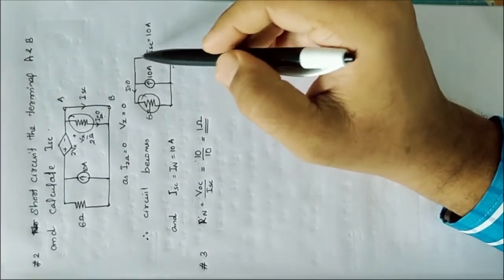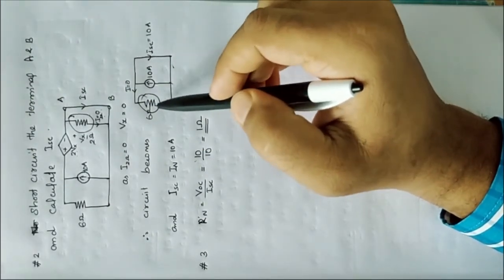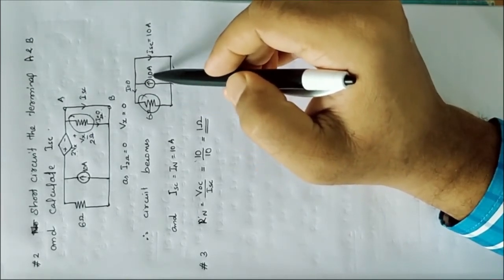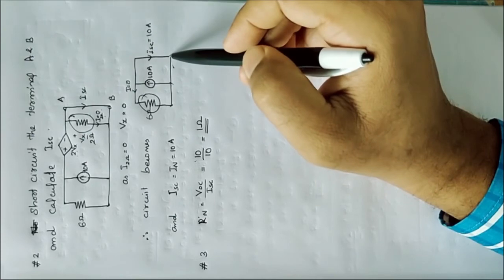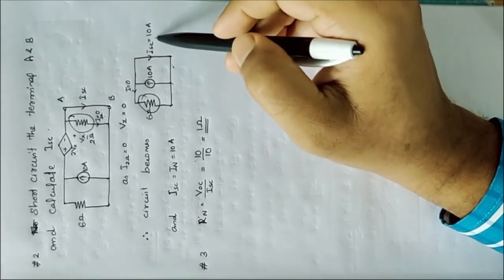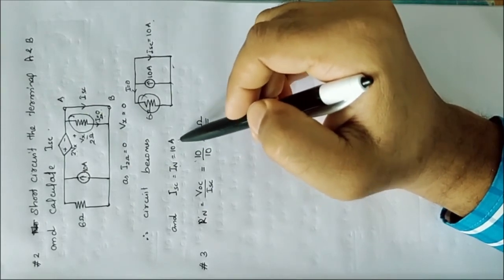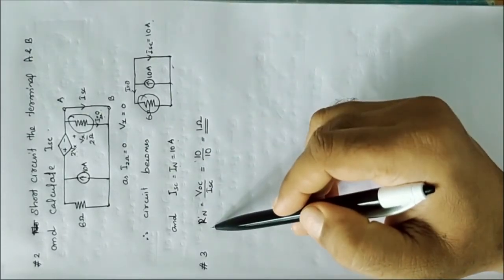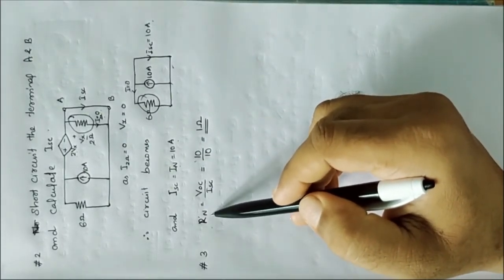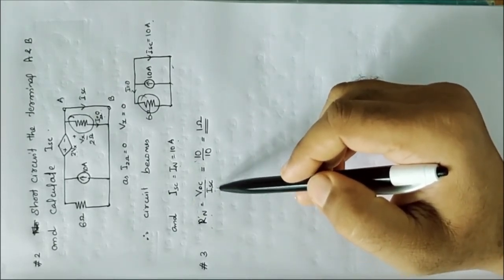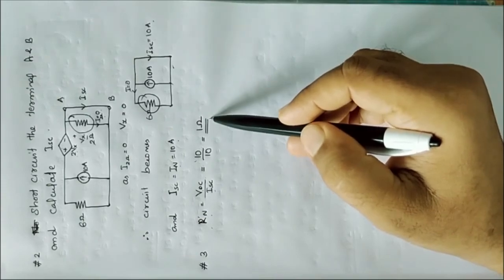Again, considering this circuit, the current flowing through the 6 ohm resistance is 0. So this entire current of 10 ampere will flow through these short circuit terminals. So ISC is equal to 10 ampere. That is your Norton equivalent current. Now we can calculate the Norton equivalent resistance as VOC by ISC, or VOC by IN, and it is obtained as 1 ohm.